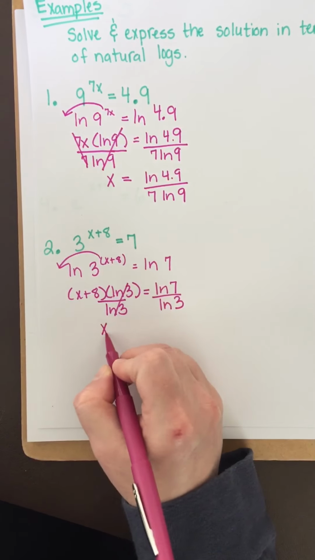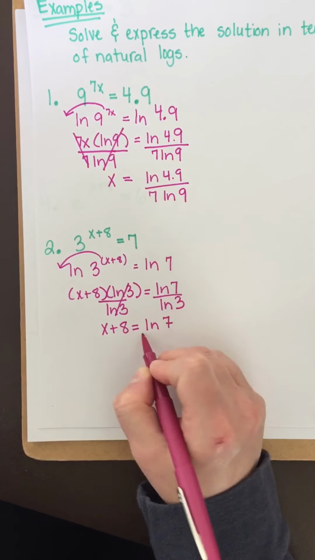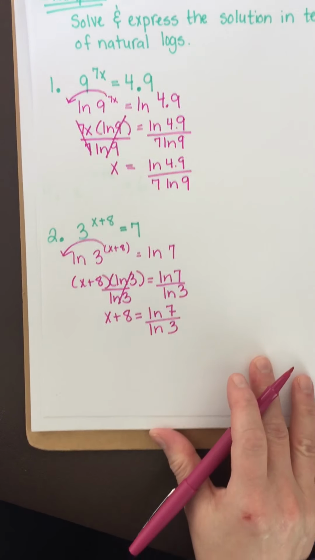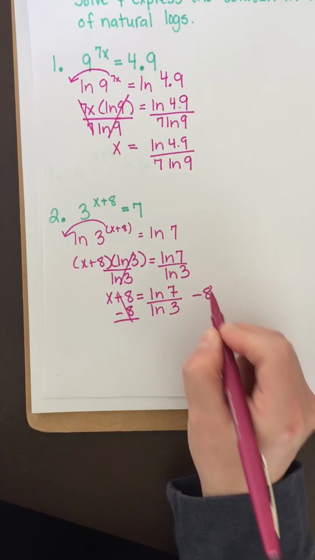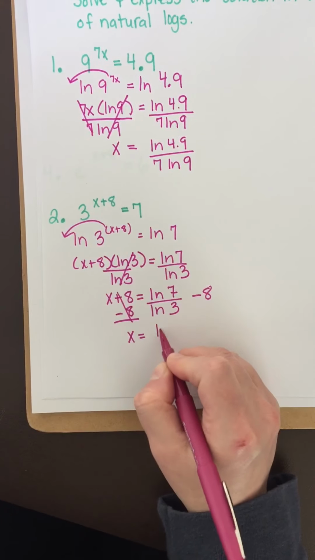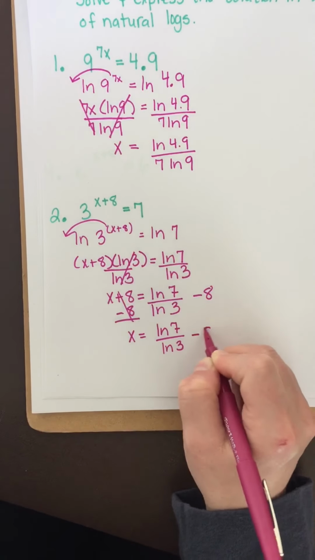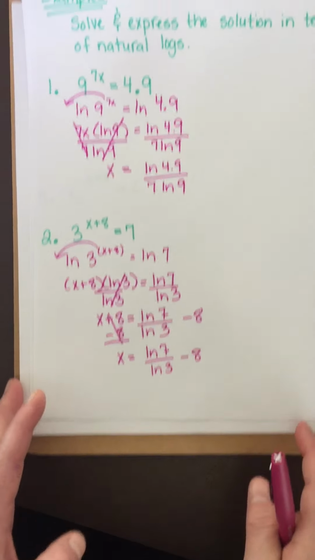All right, and now we have x plus 8 is equal to the natural log of 7 divided by the natural log of 3. And to get rid of a plus 8, we are just going to subtract and do it to the other side. So we get x is equal to the natural log of 7 divided by the natural log of 3 minus 8. All right, let's do a couple more like this.